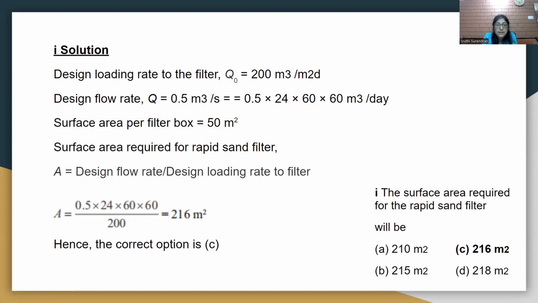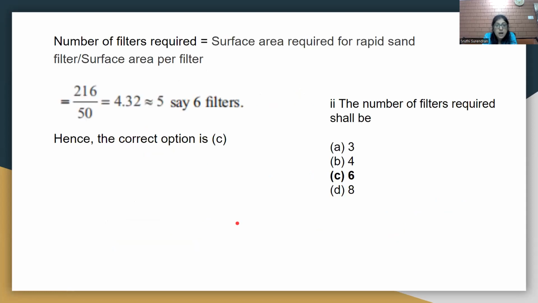So like I said, we have the units over here. If the area is required in meter square, it is just a matter of dividing these two values. We will get the answer in area. Okay, now the second question is, how much is the number of filters required?